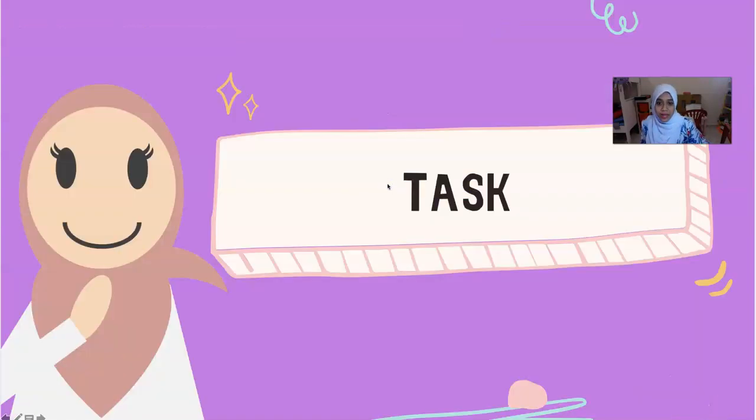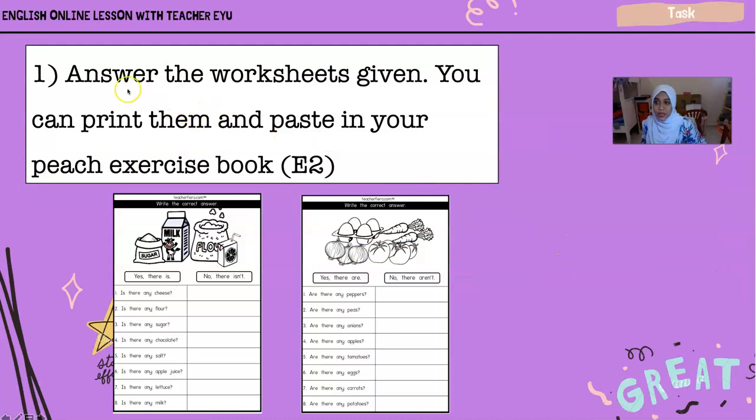Okay, so now let's go to the task for today's lesson. Your task for today is to answer the worksheets given. You can print them and paste them in your exercise book. There are 2 worksheets here. You have to write the answer in the space given. In the first worksheet you have to choose: is it yes, there is, or no, there isn't? In the second one, you have to choose yes, there are, or no, there aren't. You just fill in the blank. Awak isi je tempat kosong, dengan jawapan yang telah diberi.